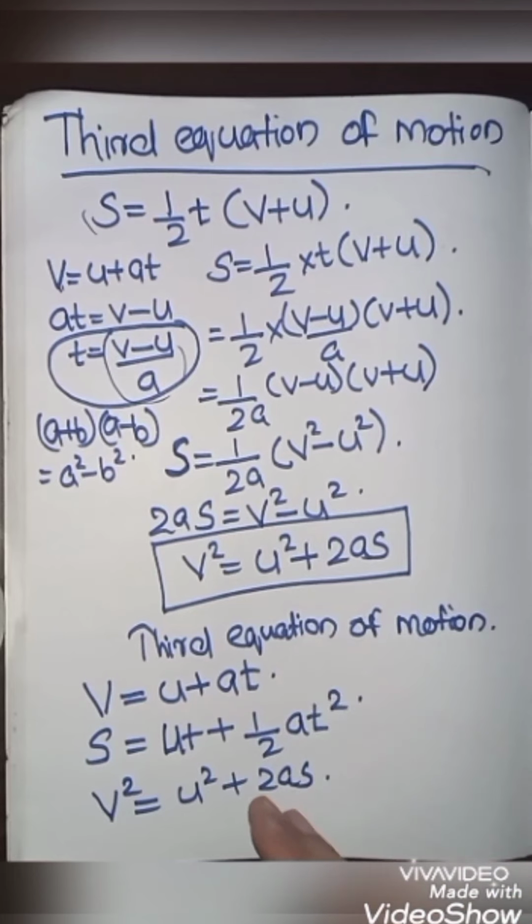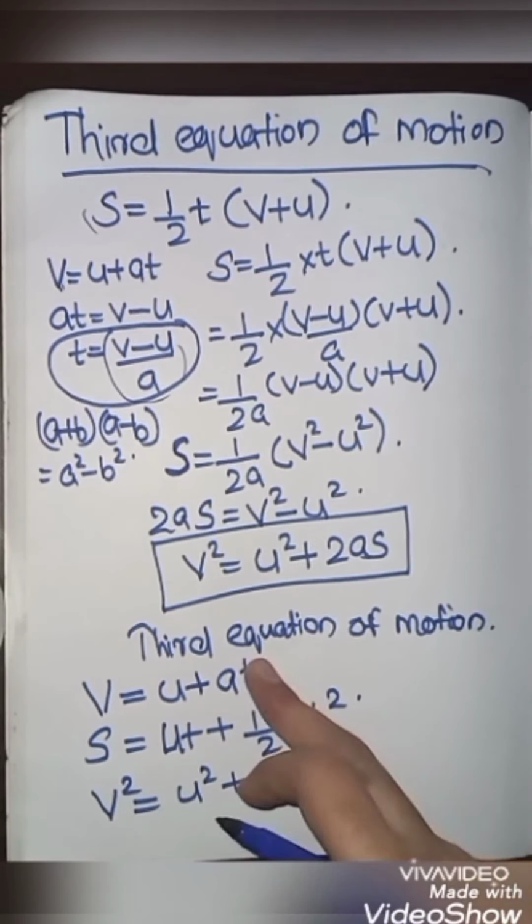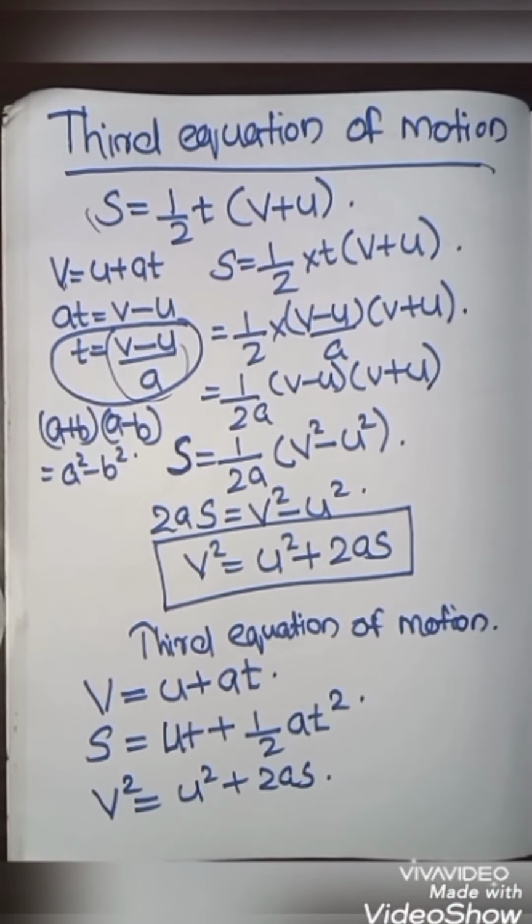There are many problems relating to these three equations. In the next class, we will do some problems relating to these three equations, that is V is equal to U plus AT, S is equal to UT plus half AT square and V square is equal to U square plus 2AS, and we will discuss the uniform circular motion. Okay, we will continue in the next class. Thank you.